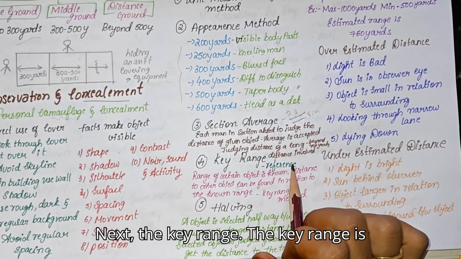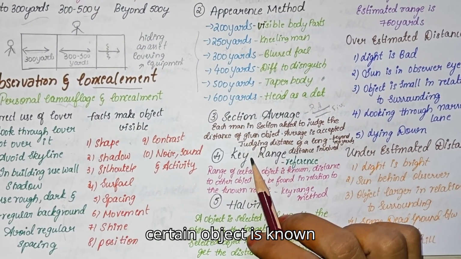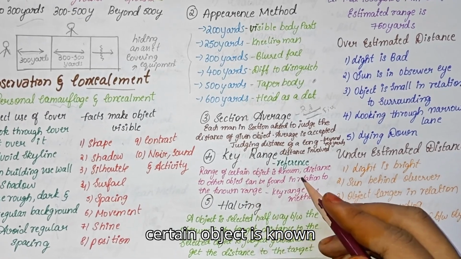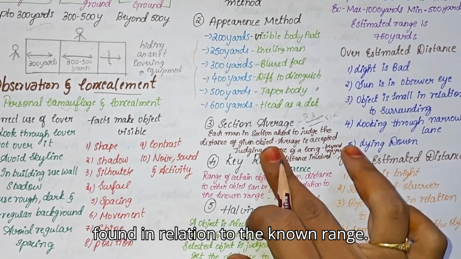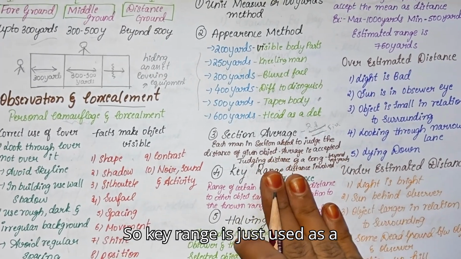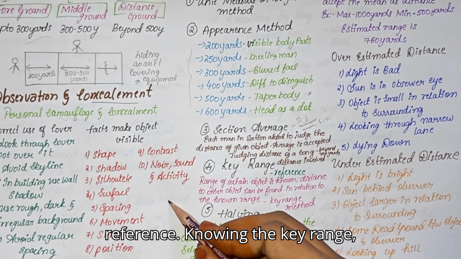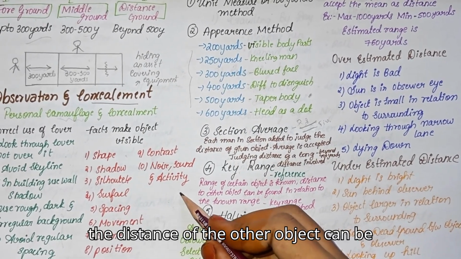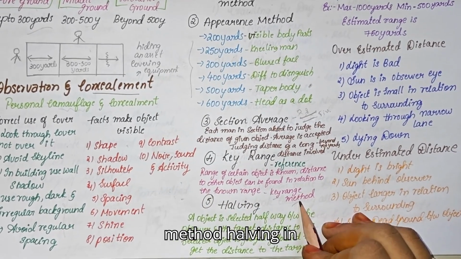Next, the key range. The key range is used as a reference. It is a range of a certain object that is known, and the distance of other objects can be found in relation to the known range. So key range is just used as a reference. Knowing the key range, the distance of the other object can be determined. So it is known as a key range method.